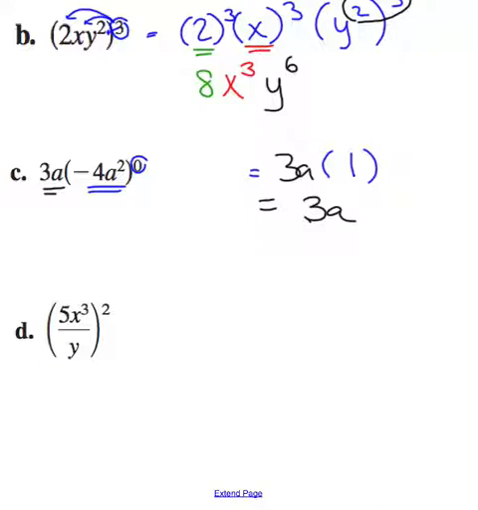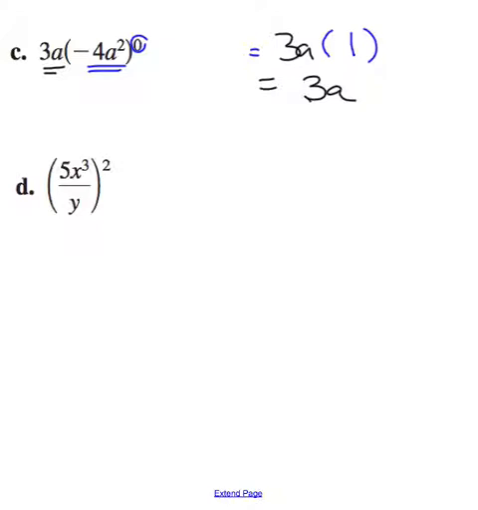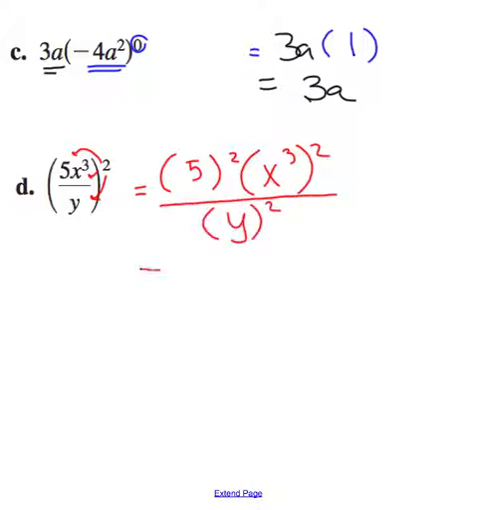Our last example in this video, example D. What we want to do is distribute that squared into all the pieces. So it's going to become 5 squared, x cubed squared, over y squared. Now, in the numerator, 5 squared is the same thing as 5 times 5, which is 25. x cubed raised to the second power, power to a power, you want to multiply those numbers together. Gives you x to the 6th. And then we have over y squared.